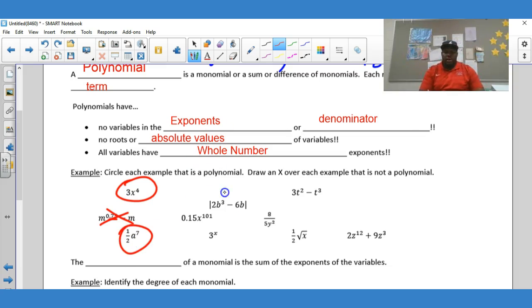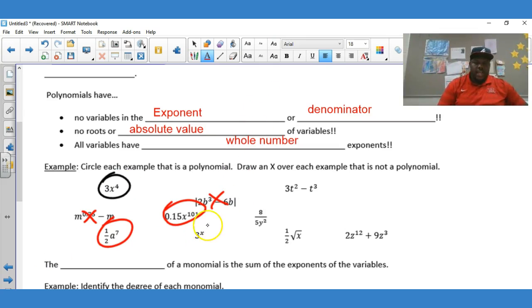There's no restriction right here. Right here we have the absolute value. Remember, no roots or absolute value of variables, so not acceptable. Right here we have 0.15. That's a number, x to the 101. That's fine. There's no restriction right here whatsoever.